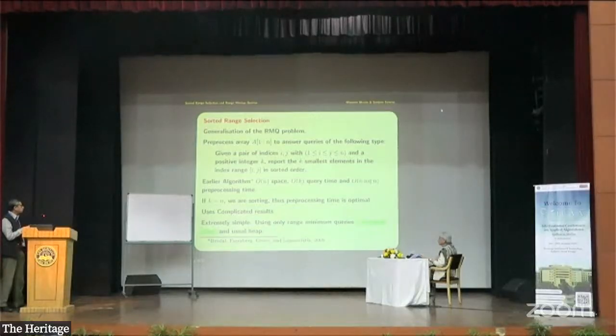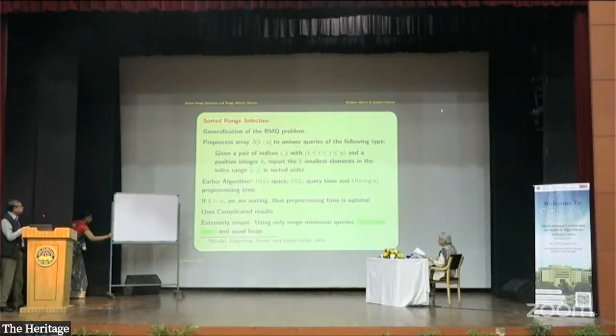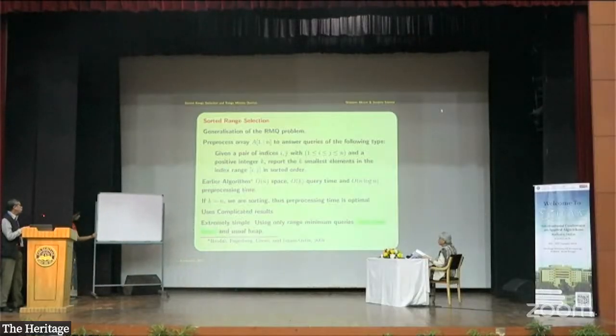There are algorithms which take linear space and order k query time. Pre-processing time is n log n. If I choose k to be equal to n, we are effectively saying report all items in sorted order, which basically amounts to sorting, hence the earlier algorithm is optimal. However, the earlier algorithm uses complicated results.